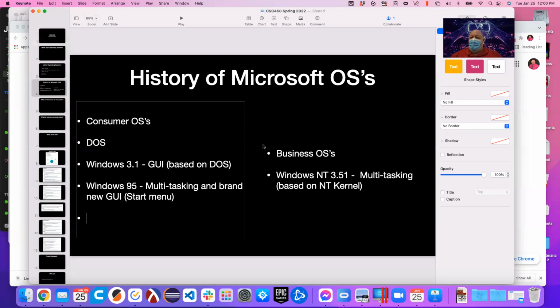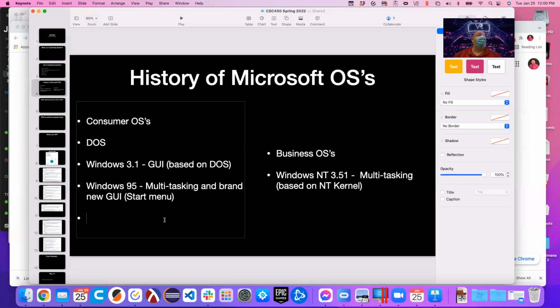But right here is where Microsoft branched. They came out with Windows NT 3.51, which was based on a new operating system, not compatible with DOS. Two different operating systems. All right. The upgrade to Windows 3.1 on the consumer side was actually Windows 95.